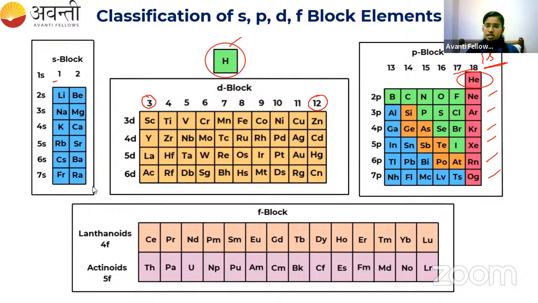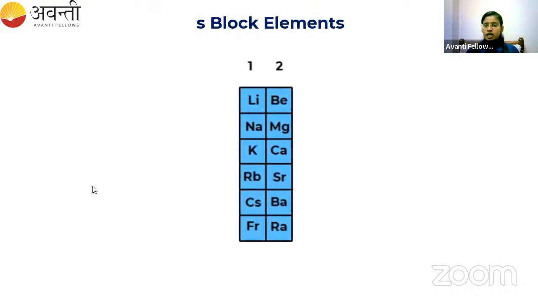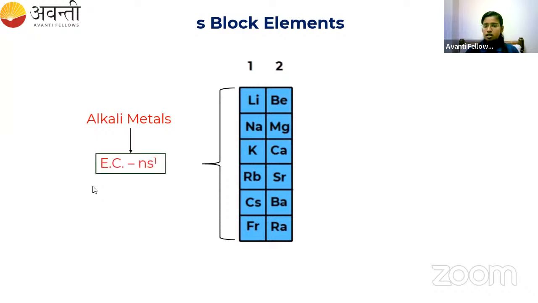Now let's discuss each and every block separately. Let me take the S block elements. As I have already told you, S block elements occupy group number 1 and group number 2. Group number 1 elements are called alkali metals and the outer electronic configuration for alkali metals is ns1. This also I have discussed. The one electron present in that ns orbital, those elements will lose to form a +1 ion. Okay, +1 means unipositive.